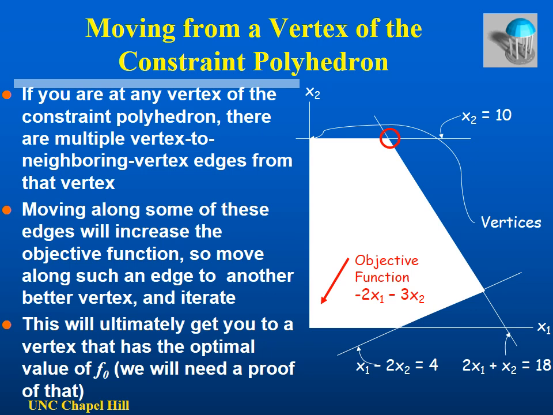At this vertex, 2 of the constraints hold in extreme. We have that x2 is equal to 0. That's one of the extreme constraints. And we also have that at that place, x1 minus 2x2 equals 4.